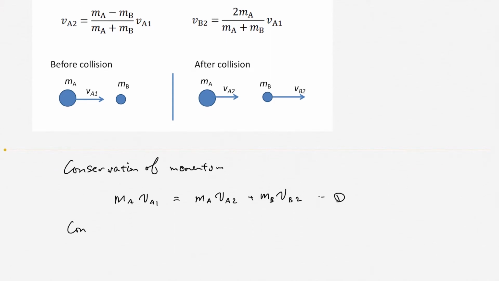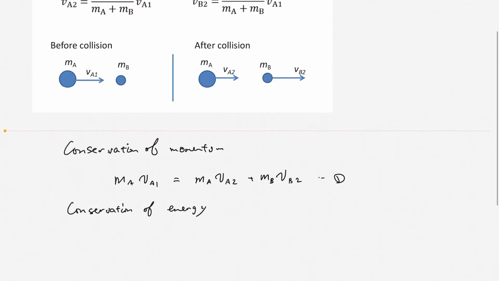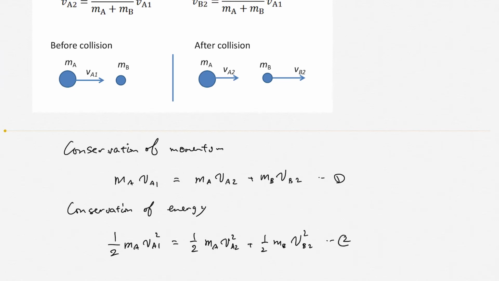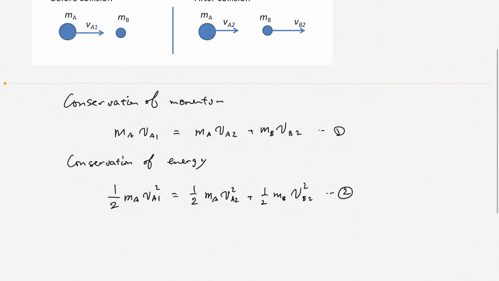And also we can use conservation of energy. Before collision, 1 over 2 m sub a, v sub a1 squared equals 1 over 2 m sub a, v sub a2 squared plus 1 over 2 m sub b, v sub b2 squared. This is equation 2. We'd like to use these equations to obtain the equations we want.